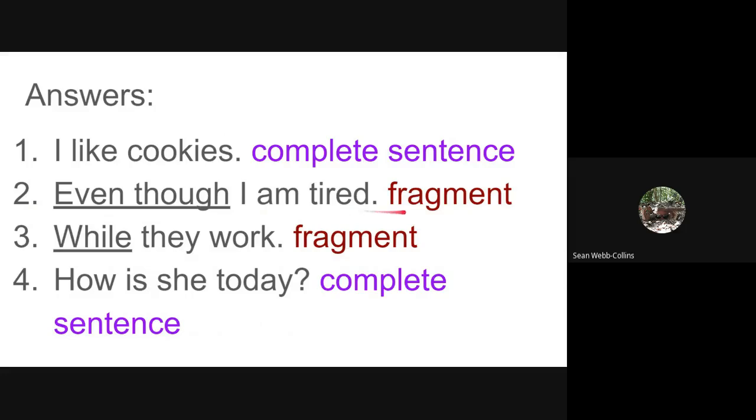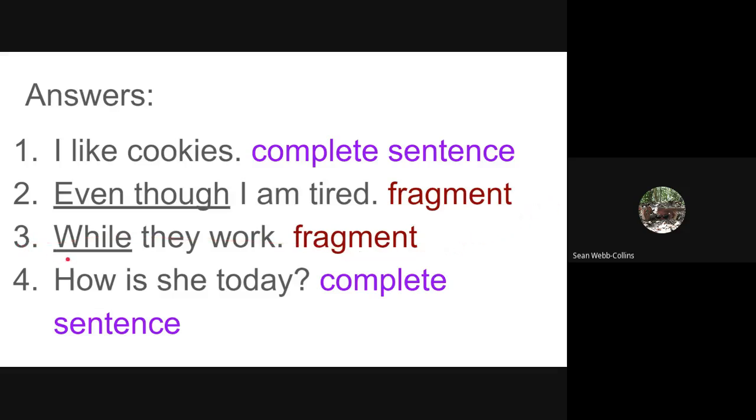Number 2, even though I am tired. Even though I am tired, it is very clearly a sentence fragment. Why? Because it doesn't express a clear idea. Even though I am tired, what? If this were a full sentence, it would be followed by a comma, followed by an explanation. Even though I'm tired, I still go to class, for example. Even though I'm tired, I still go to work.